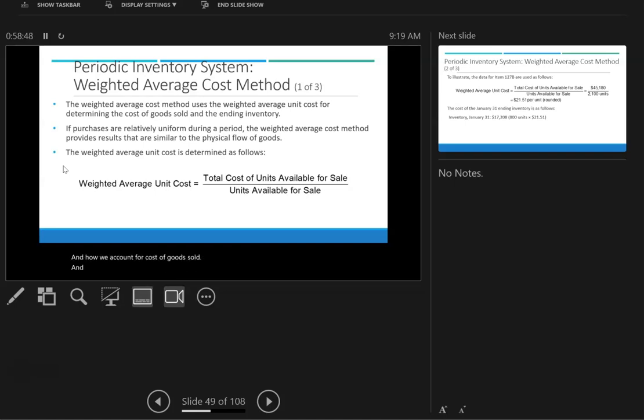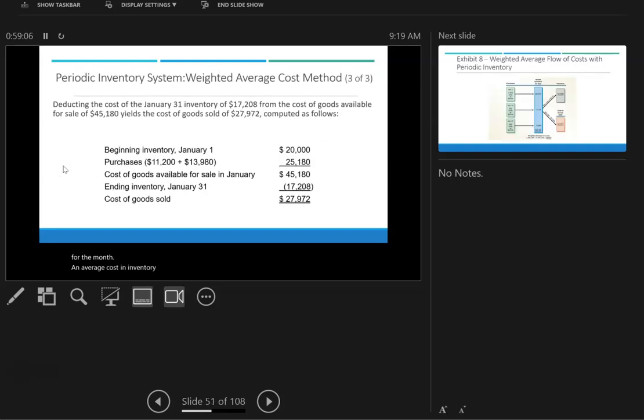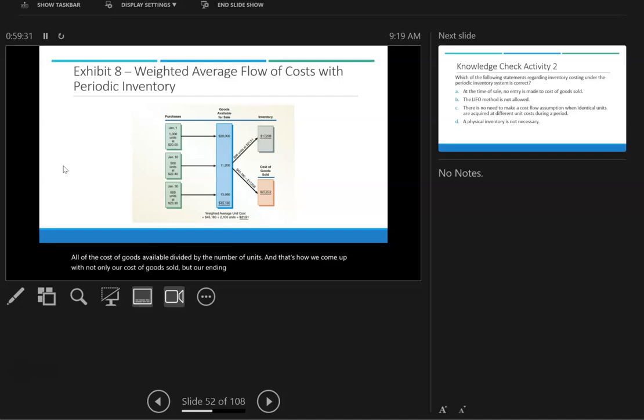And then the same is true with the periodic weighted average. We will show everything available for sale, divide that by the number of units to come up with, for the month, an average cost in inventory and cost of goods sold. So here, again, our cost of goods available is the same amount. The way we calculate the ending inventory is we weight all of the cost of goods available divided by the number of units. And that's how we come up with not only our cost of goods sold, but our ending inventory. It's all an average.